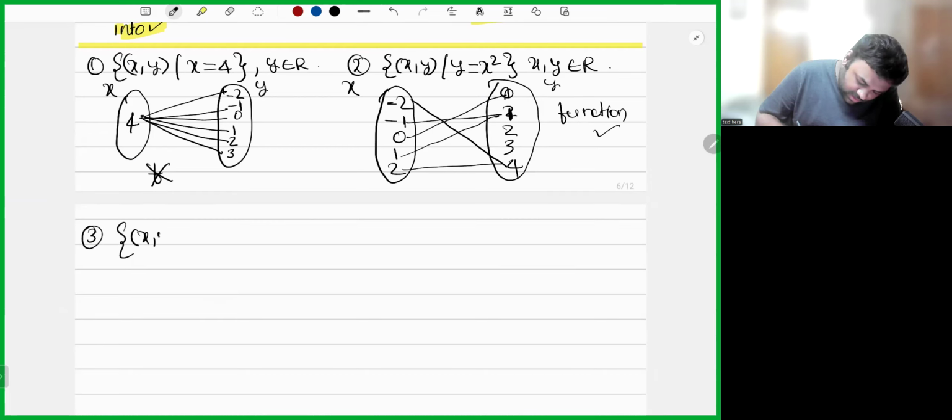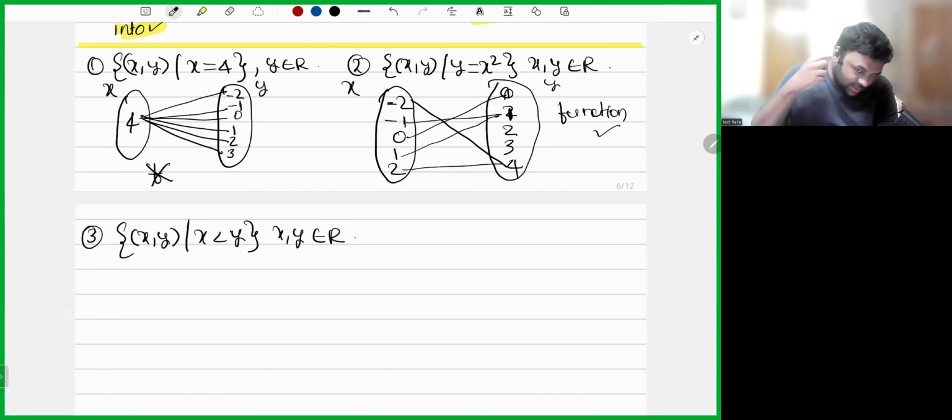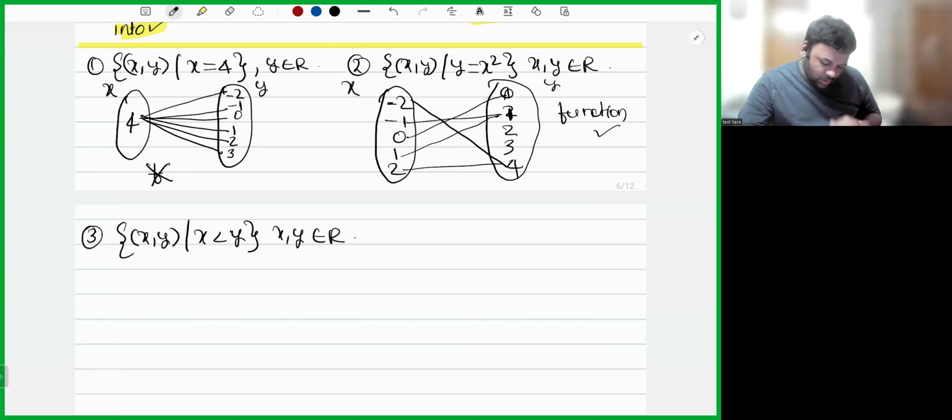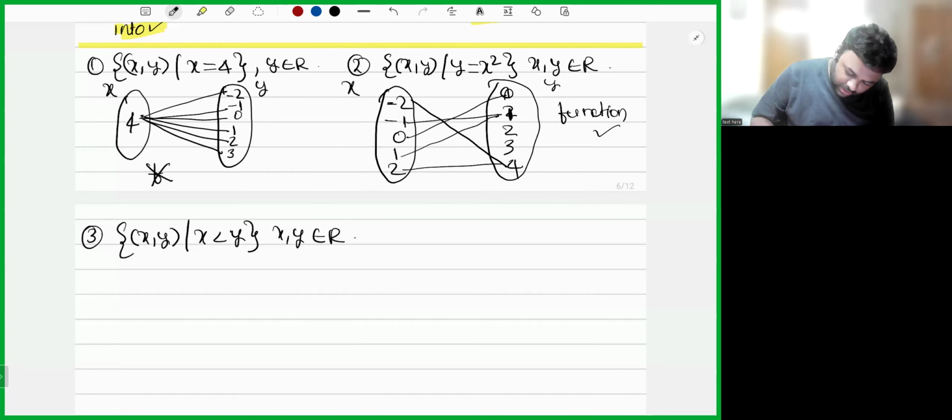The set of (x, y) such that x is less than y, and x, y belong to real numbers. Think and tell. Don't tell me what type of function it is. Tell me whether it's a function or not. I'll wait for 1 minute. You are telling the answer as no. Let's check.